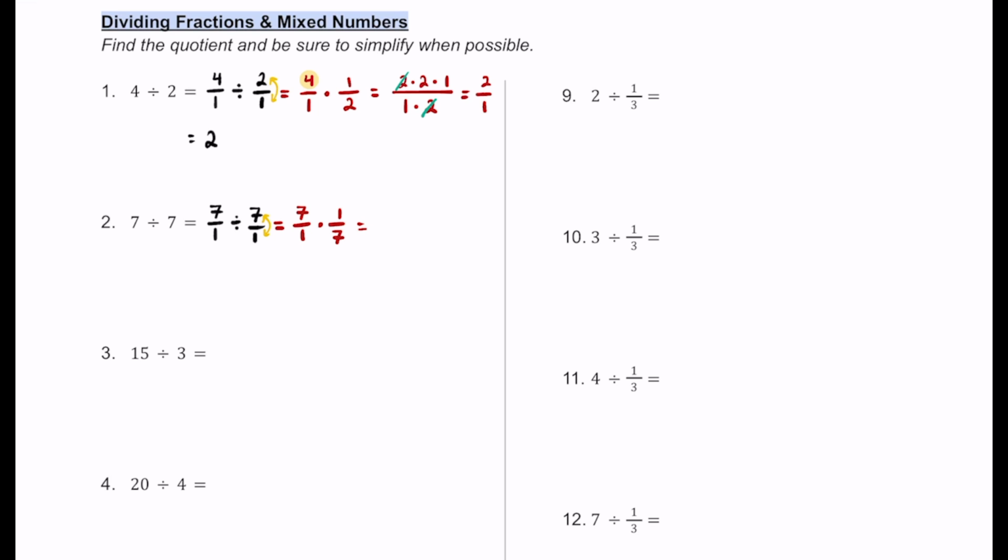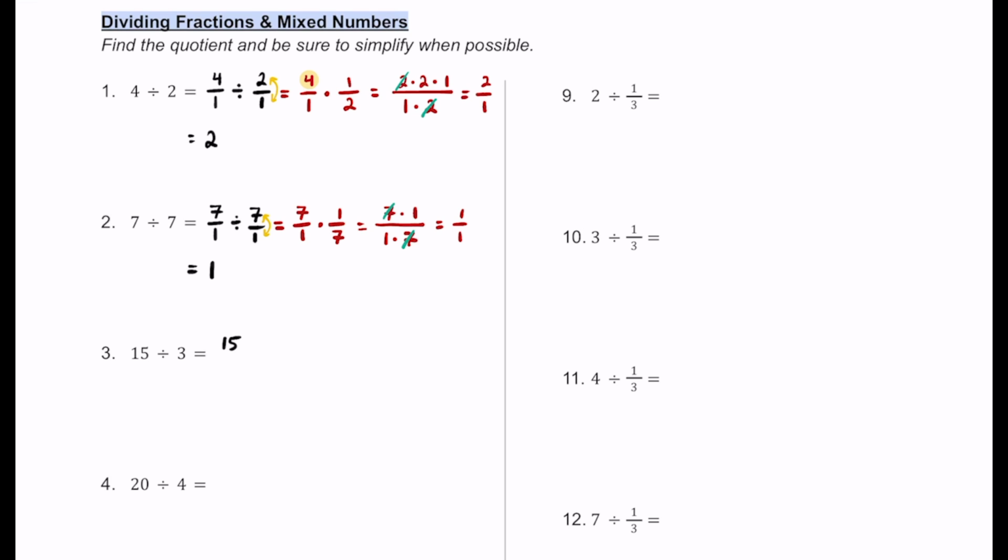And now we're just multiplying fractions, which we just practiced in a previous video. So 7's prime, so 7 times 1, 1 times 7. Now we're going to look to see what we can cancel out. Looks like they both have a 7 on top and bottom. So we're just left with 1 over 1. What's 1 over 1? 1 over 1 is just equal to 1, which makes sense because 7 divided by 7 is equal to 1. For number 3, we have 15 divided by 3.